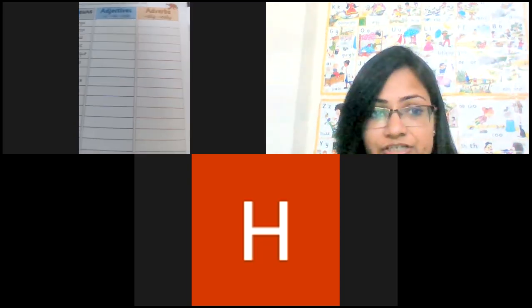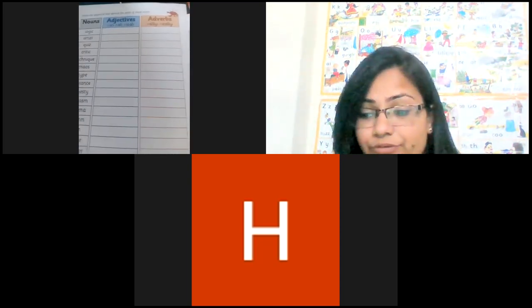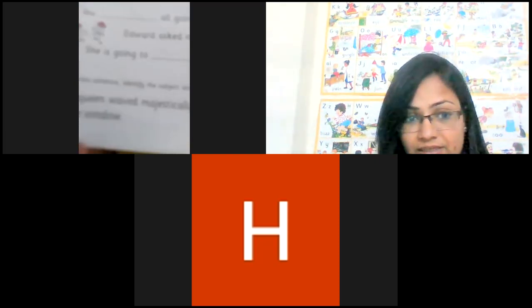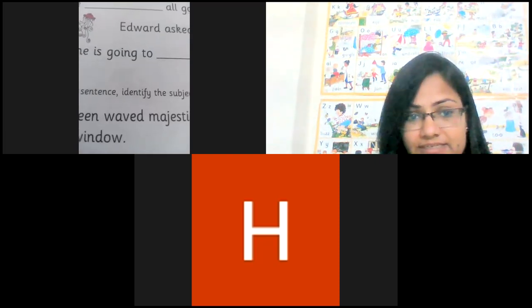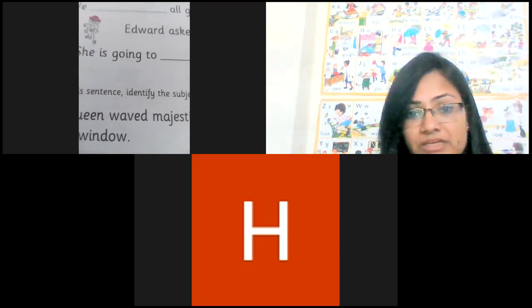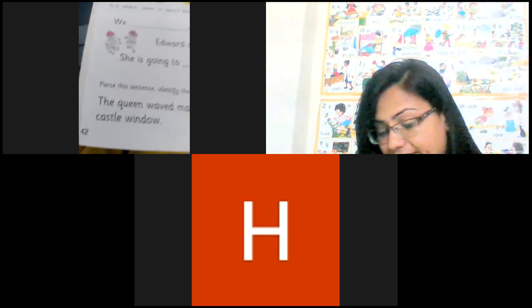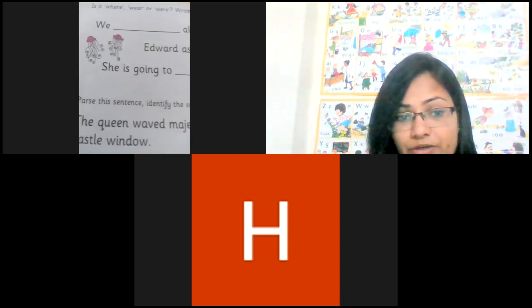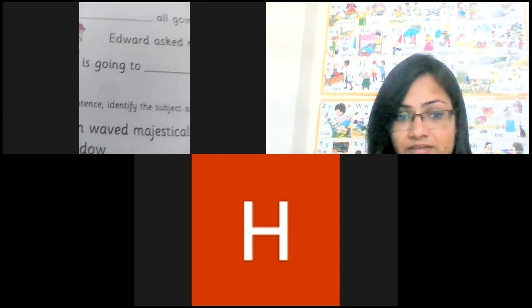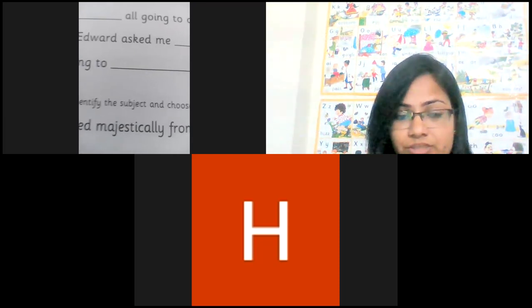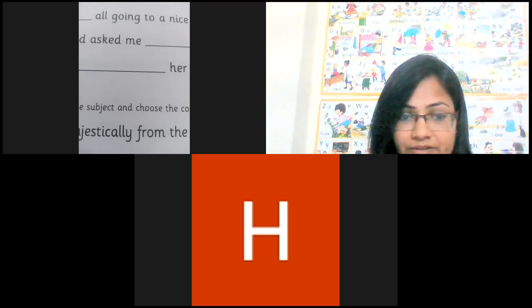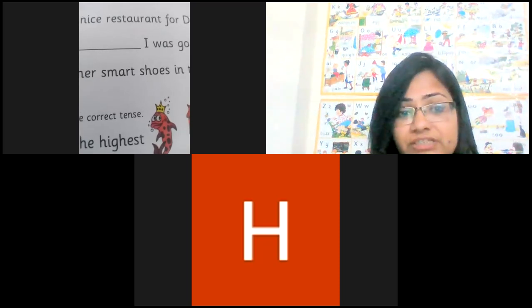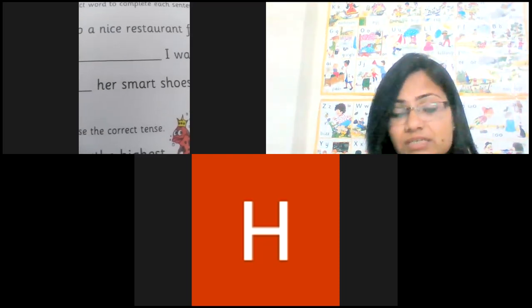So the colors are mentioned here, blue and orange, and black. Noun. As I told you, on every page the child will have to do this parsing. That means they have to underline the words in the sentence with the correct color, like the queen. Queen is a naming word, black. Waved, red. Majestic, orange. Highest. Highest is a degree of comparison, that means adjective, so it is blue.